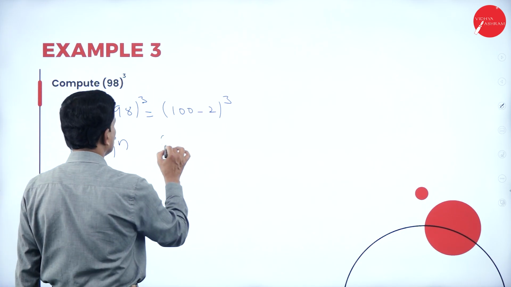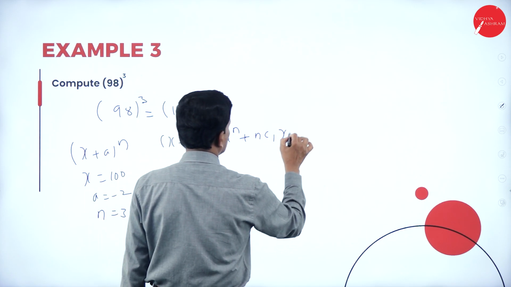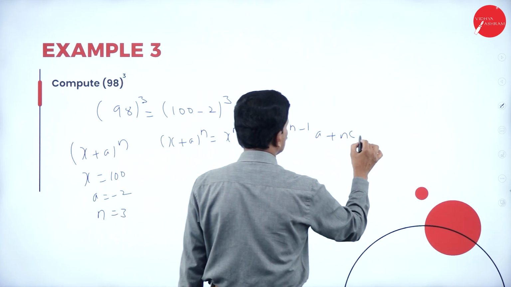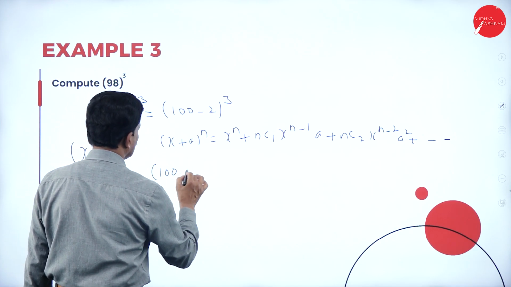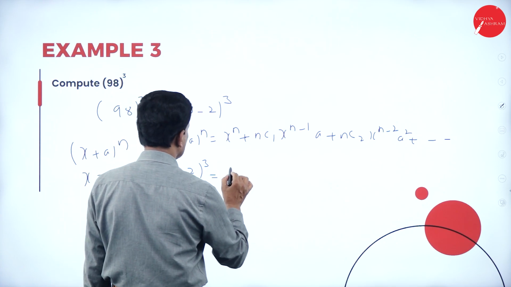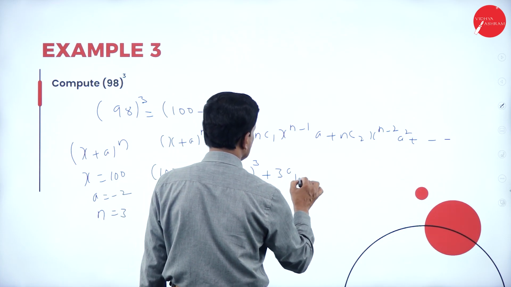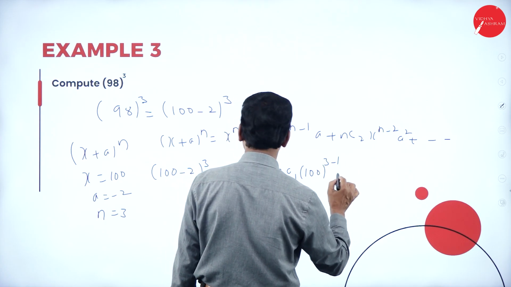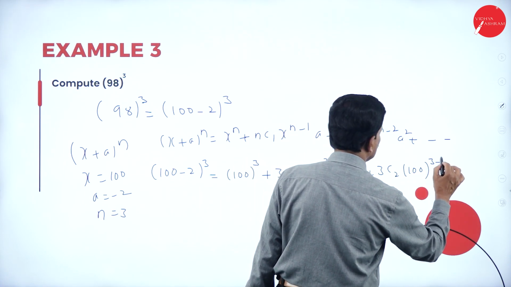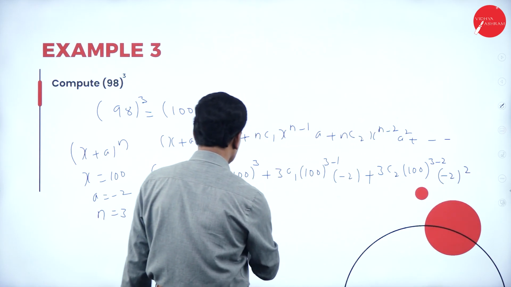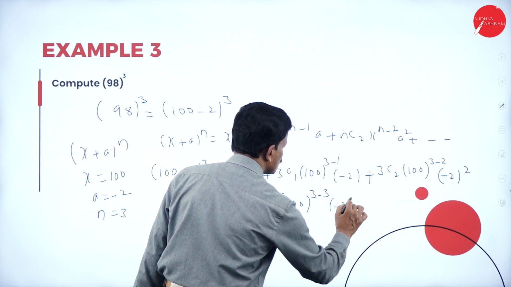Now using binomial theorem, (x plus a) to the power of n can be written as x raised to n plus nC1 x to the power of n minus 1 into a plus nC2 x to the power of n minus 2 into a square, etc. Now here this (100 minus 2) to the power of 3 can be written as x is 100, n is 3: 100 cube plus 3C1, 100 to the power of 3 minus 1 into a, here a is minus 2, plus 3C2 100 to the power of 3 minus 2 into (minus 2) whole square, plus 3C3 100 to the power of 3 minus 3 into (minus 2) whole to the power of 3.